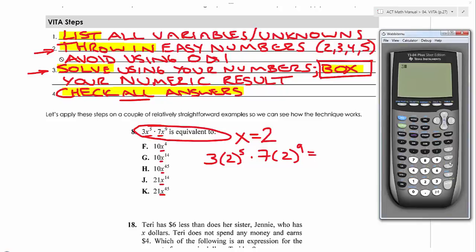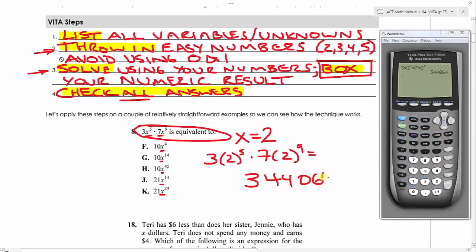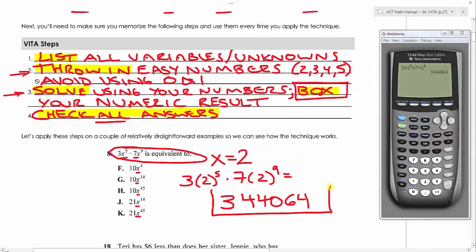So we're going to go 3 times 2 to the 5th. We're going to multiply that by 7 times 2 to the 9th, and we're going to hit enter, and we're going to get this really big number, but that's okay because again we have a calculator, and the calculator is going to do all of this work for us. 344064. And remember, we're going to put that into a box because we want to make that number stand out.